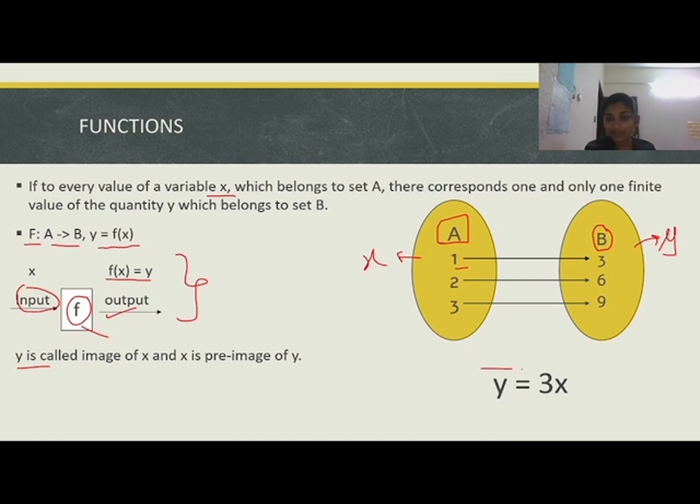I've taken an example here, y is equal to 3x. So by keeping different values of x, I'll get different values of y, and that value is going to be one and only one, and that is going to be finite. See, if I've kept my x value as 1, I get 3 ones are 3. x is 2, 3 twos are 6. If x is 3, 3 threes are 9. Hence, it is a function.